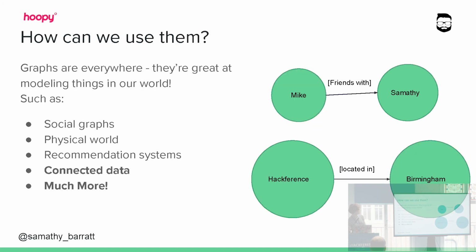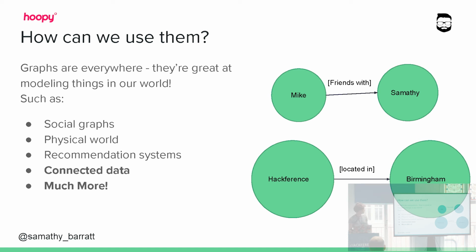It's nice. How can we use graphs to describe things that are going on in our world? A big thing that we can use graphs for is social graphs. So there we have Mike is friends with Samathy, or at least I hope he is. So that's a small social graph there. Social graphs are all around us, things like Facebook, LinkedIn. They're all graph databases behind those that are linking nodes that represent people to other nodes that also represent people and the relationships that go between those.